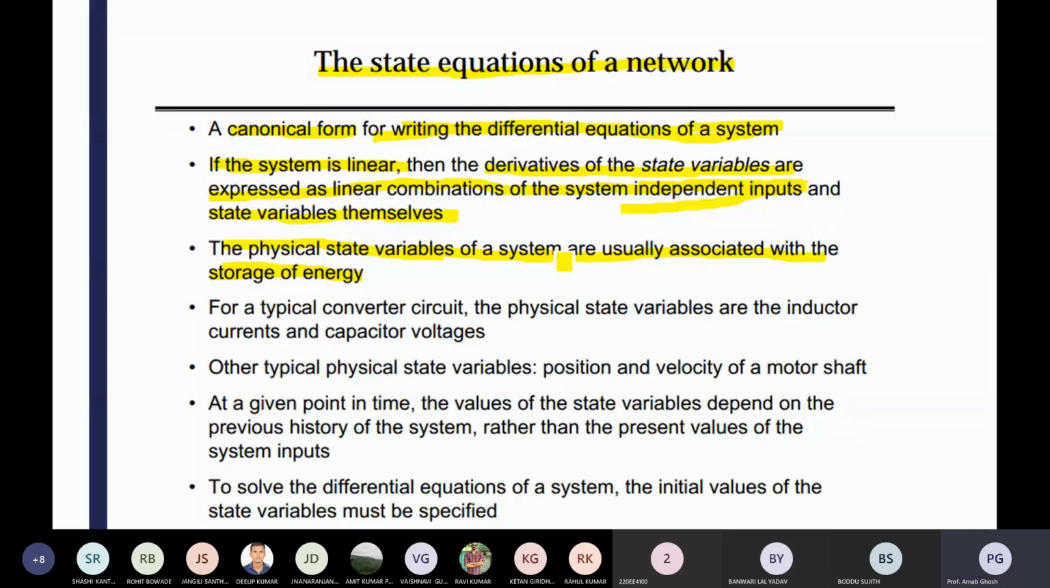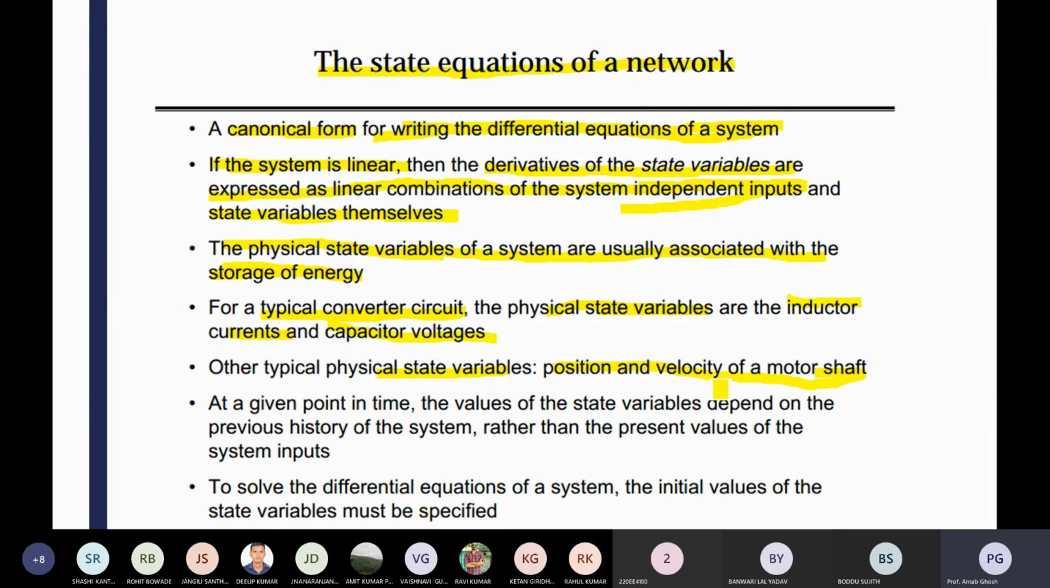Okay, for the typical converter circuit, the physical state variables are the inductor current and the capacitor voltage. So you know the state variables for any switching converter circuit: the inductor current and your capacitor voltage. Inductor currents and voltages are plural, depending upon your energy storing elements. If there are two energy storing elements, one inductor and one capacitor, then there are only two state variables. If two inductors and two capacitors, then there will be a total of four state variables, meaning two inductor currents and two capacitor voltages. Other typical physical state variables are the position and the velocity of the motor shaft.